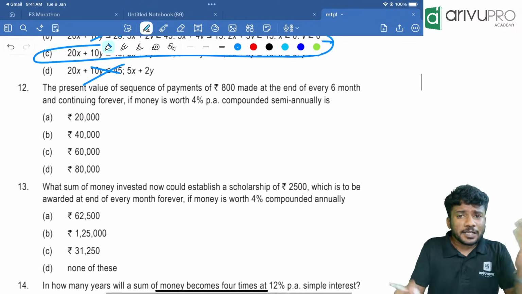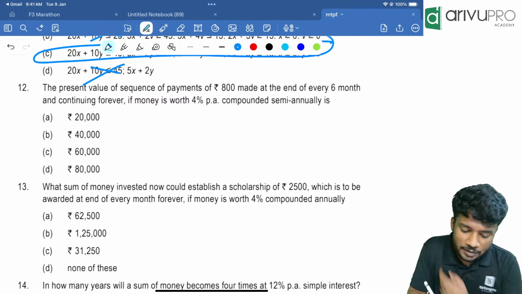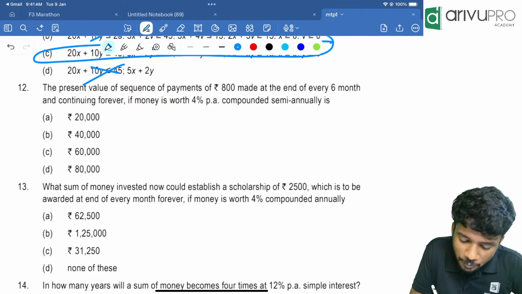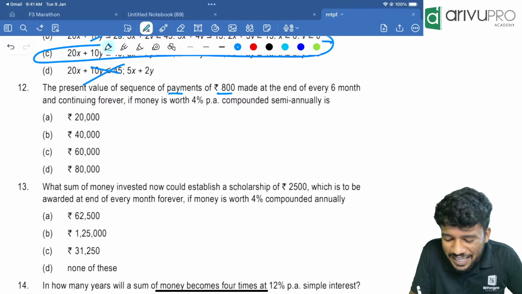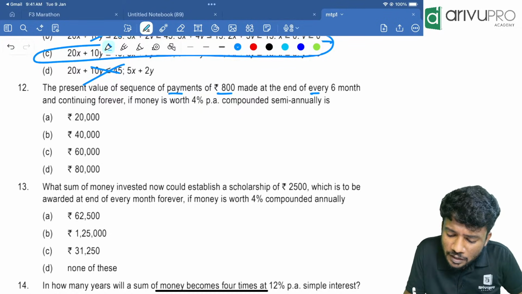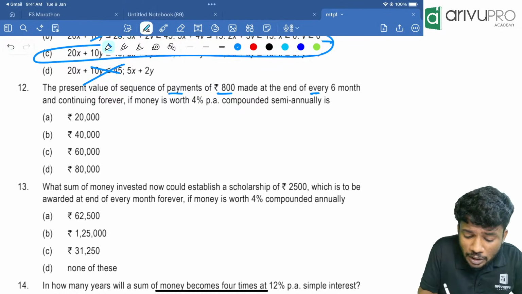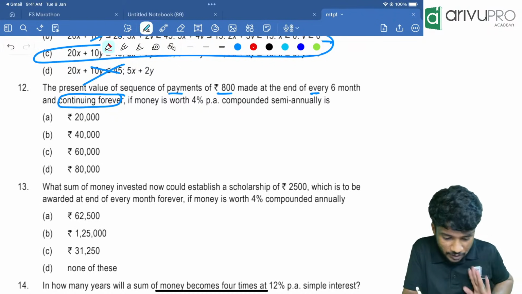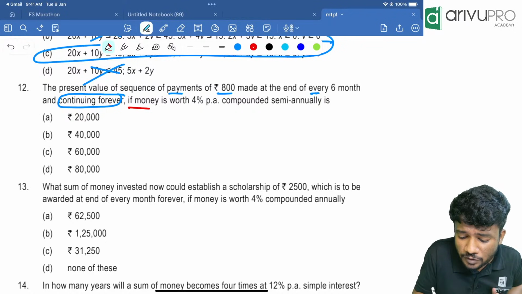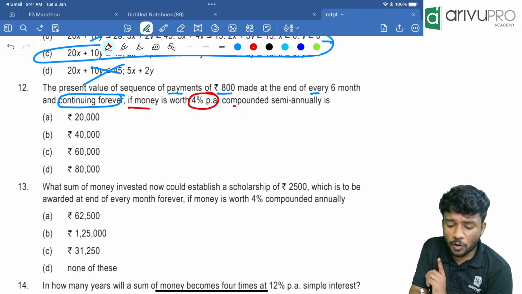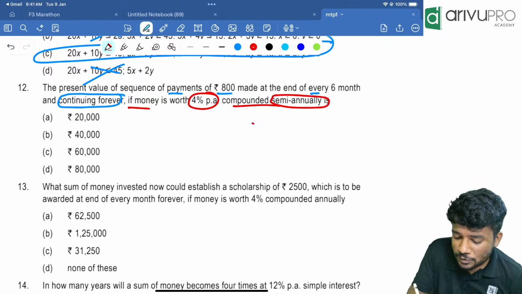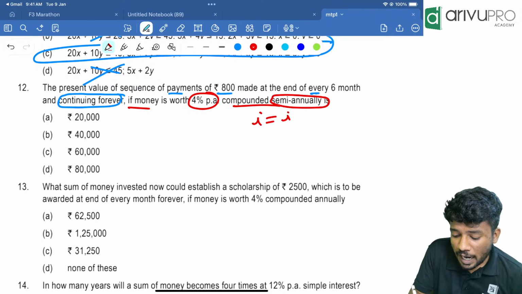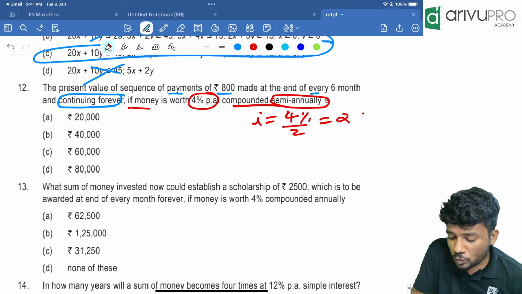We are going to Mathematics of Finance, chapter 4. The present value of sequence of payments of 800 made at an end of every 6 months and continuing forever. Forever means what? The perpetuity we are considering. If money is worth 4% per annum compounded semi-annually, so I will become what? I by 2 or 4% by 2, which is equal to 2%.